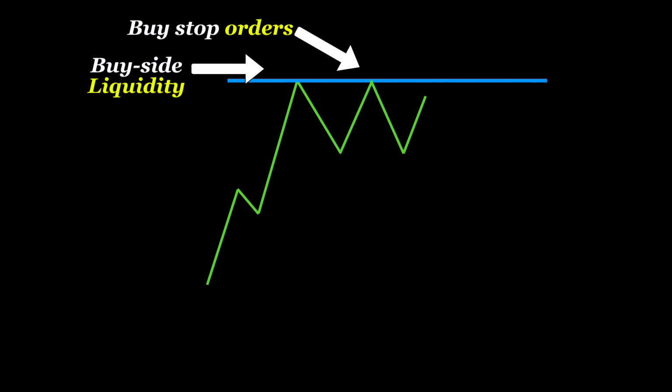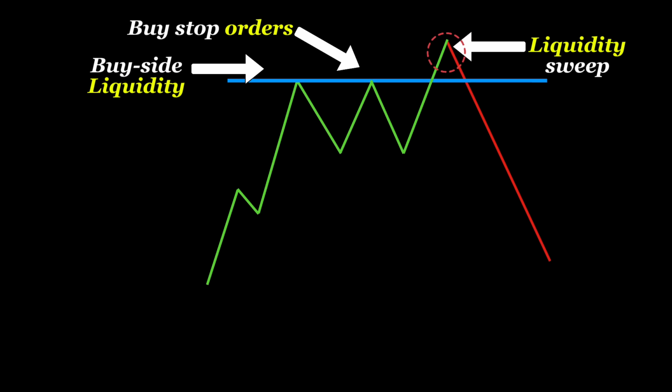This creates a large concentration of buy orders above the level. When enough liquidity builds up, institutional traders may push the market above the high to trigger these orders. Once the liquidity has been collected, the market can reverse direction as large sell orders enter the market. This process is known as a buy-side liquidity sweep. Instead of chasing the breakout, smart money uses the pool of buy orders above the high as a source of liquidity to enter positions at favorable prices. This is why many breakouts fail shortly after taking out a significant high.